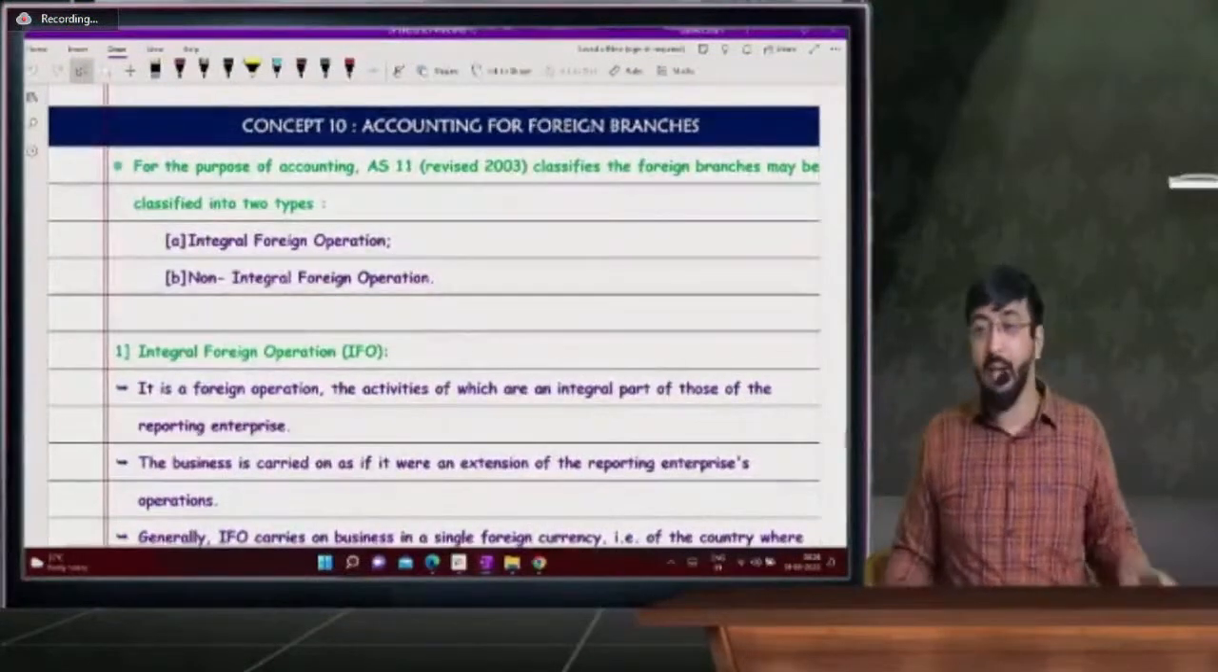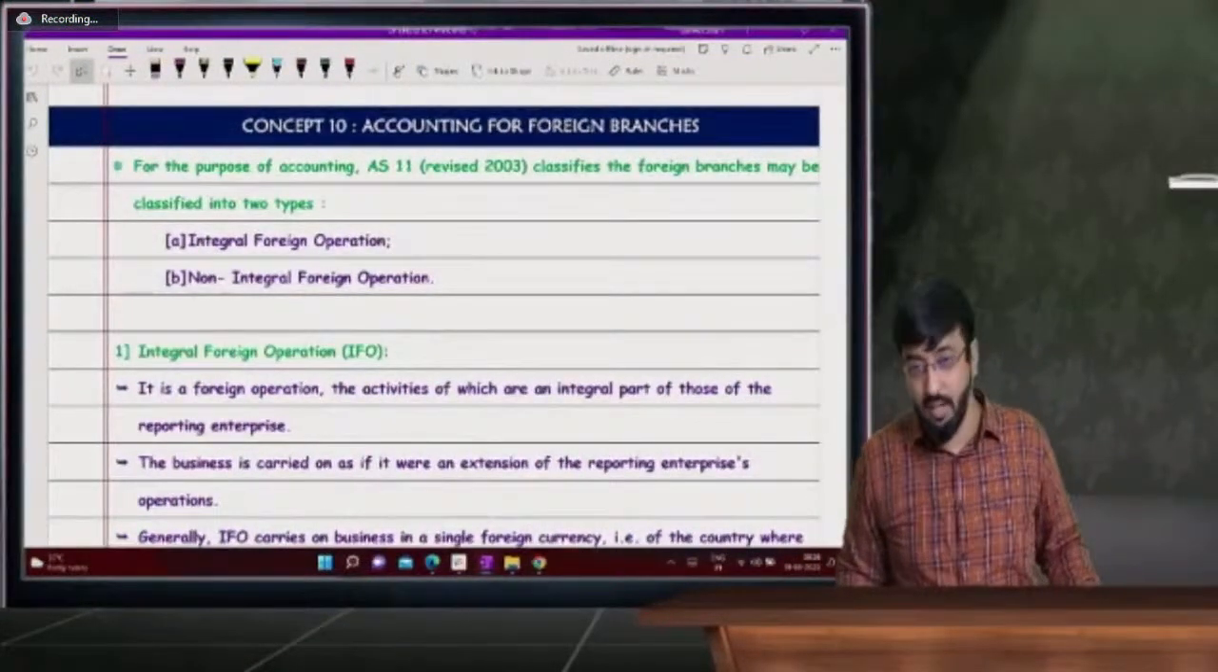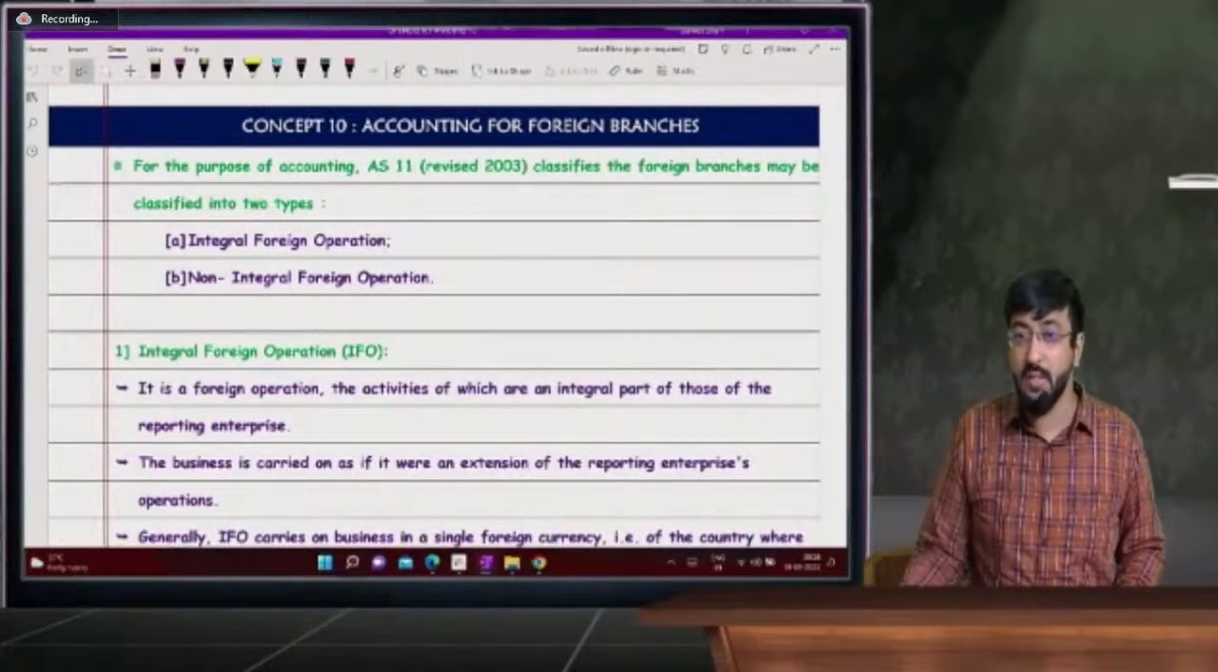Now, after the break, we are going to see what the concept of a foreign branch is. So friends, the foreign branch concept is very important.